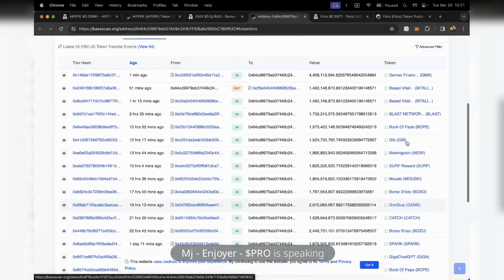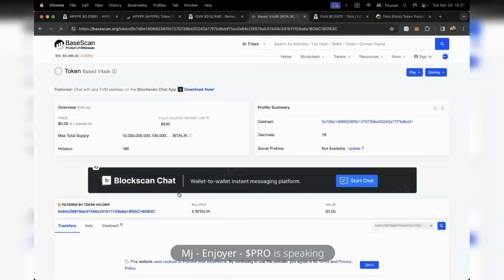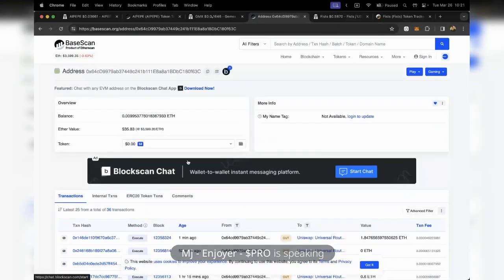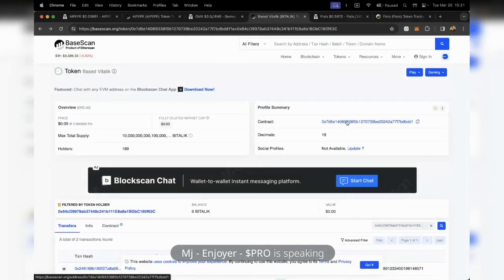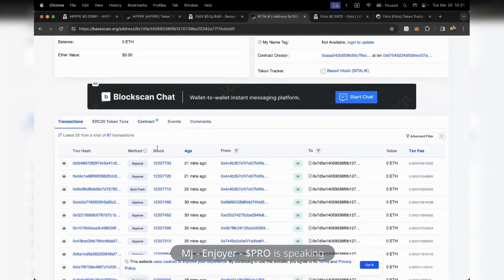So what they do is a rugger will load up other wallets with ETH, right? Let's see. I'm just going to pick a random one of these. I don't remember any of these. I think this one was a rug. If I go to this contract, burn from, okay, let's see. Was this a rug? Base Vitalik?